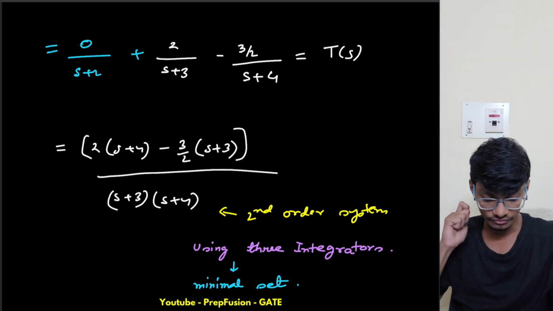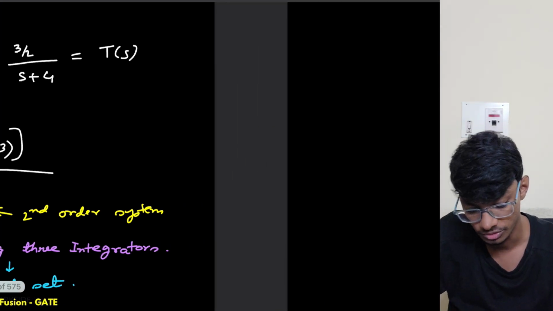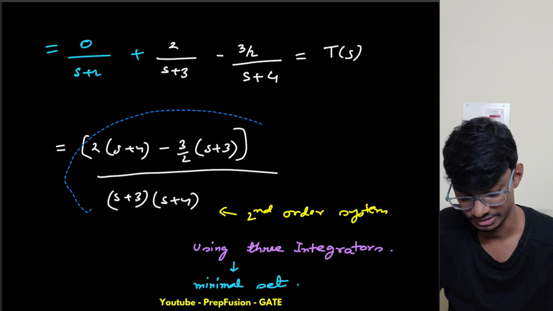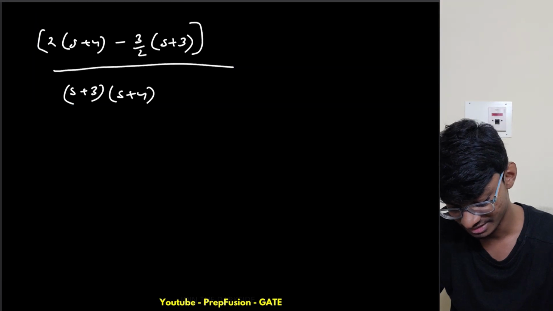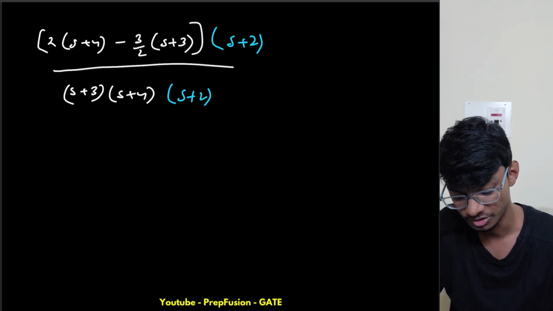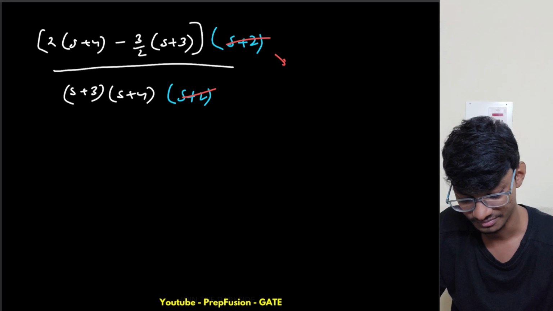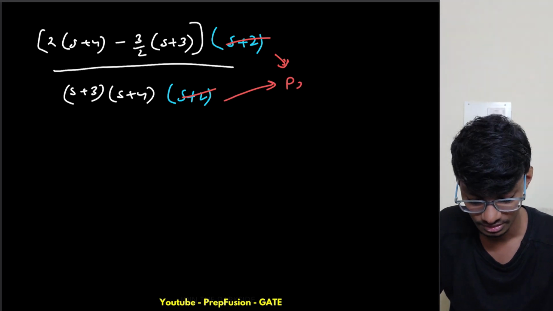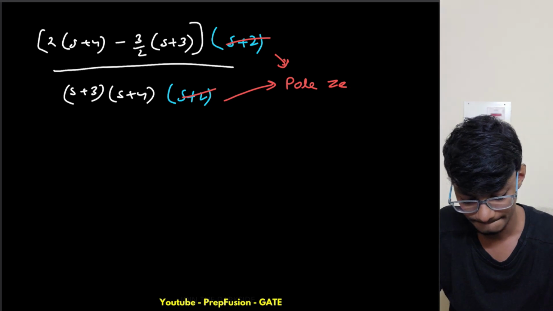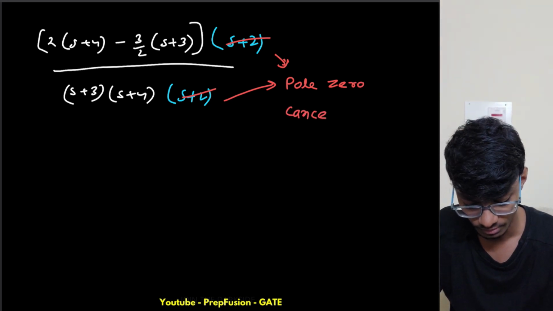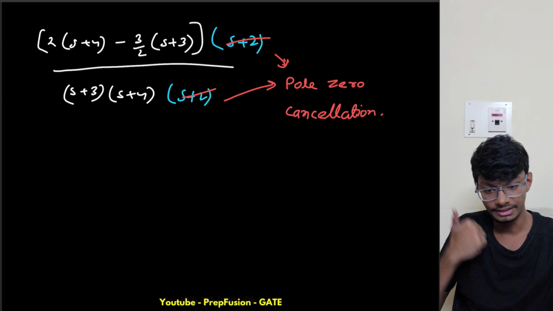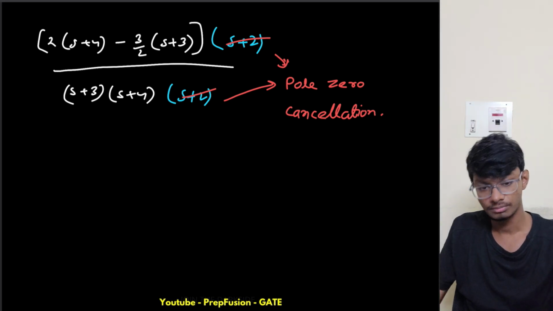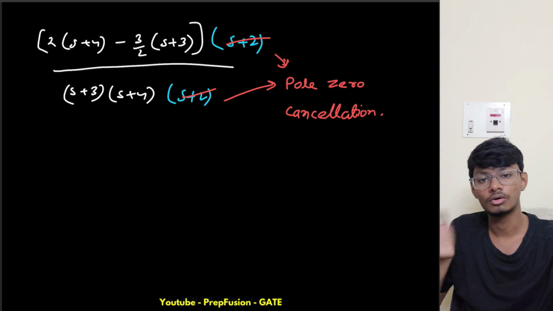This is not a minimal set. So if this is not a minimal set, what is happening? There is basically a pole zero cancellation. You might say I'm not seeing any pole zero cancellation, so I will show you. Where is the pole zero cancellation? Yeah, here. Multiply s plus 2 and s plus 2 in both numerator and denominator. You see there is pole zero cancellation. That's why, for this reason, my system will be either uncontrollable or unobservable.